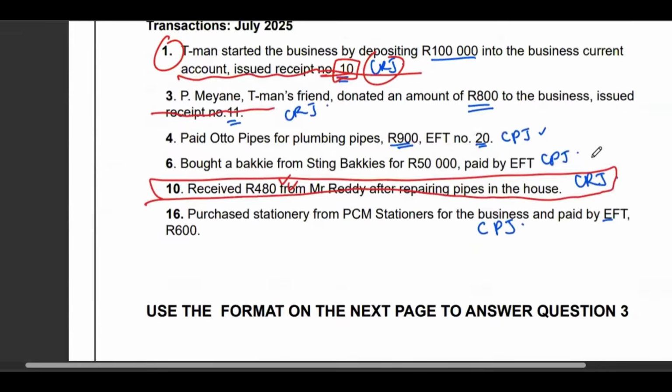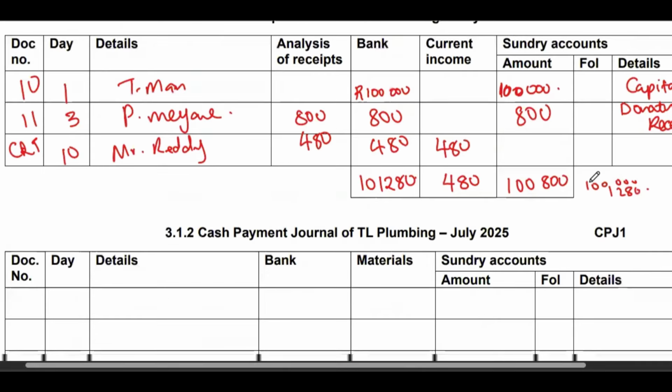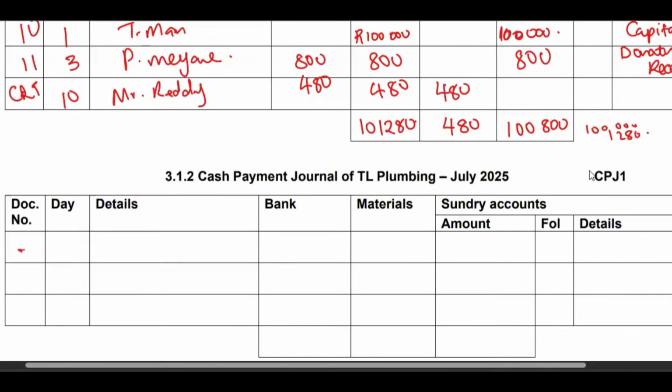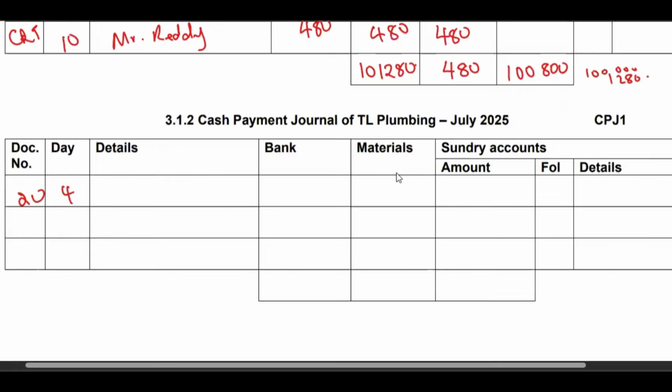Okay. Then let's go to the CPJs. So with the CPJ, the first is the fourth, receipt number 20. So document 20 on the fourth. What details do we have there? This is going to be paid auto pipes. So we're just going to say it's basically auto pipes that were paid, and that's 900. And then it was to buy the materials for 900 rands.